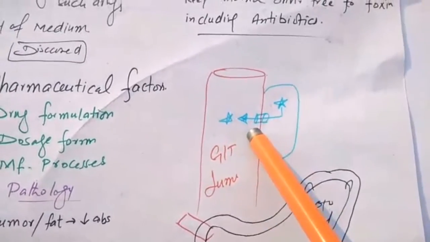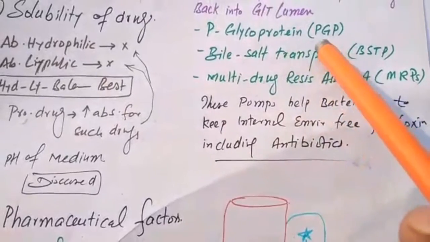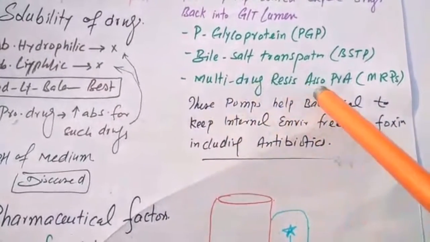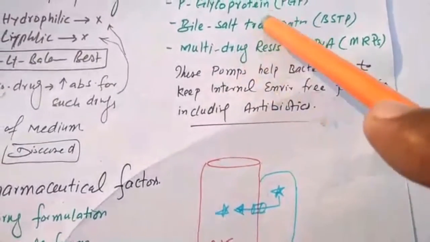Such pumps are P-glycoprotein (PGP), bile salt transporter protein, multi-drug resistance associated proteins. These are the drug efflux pumps.